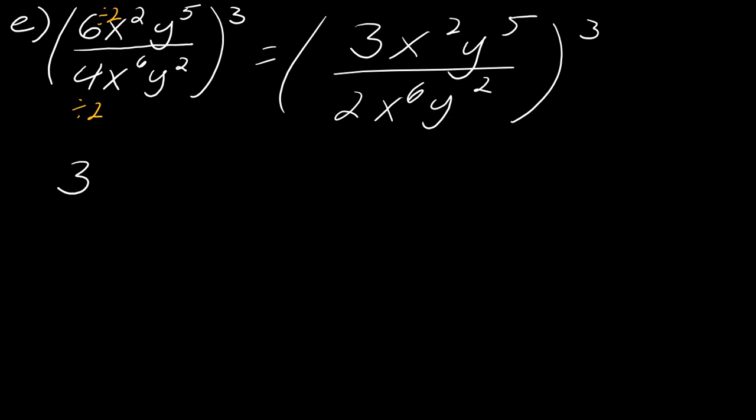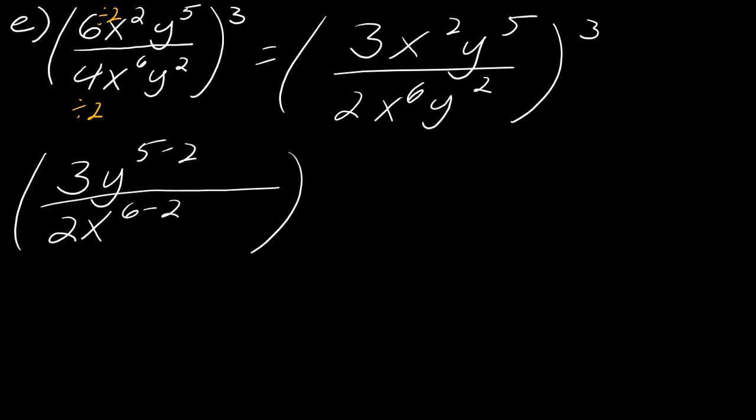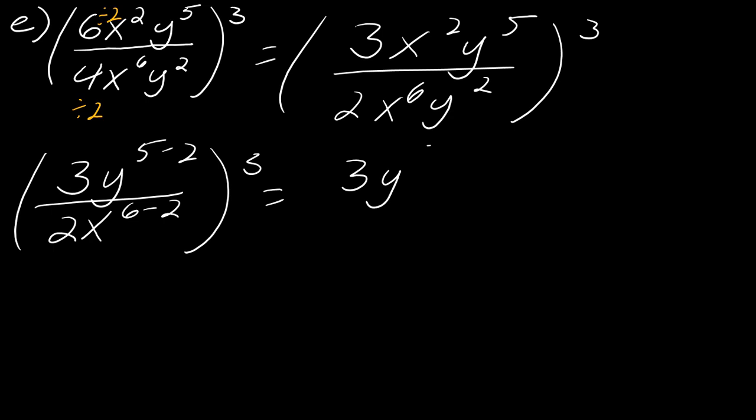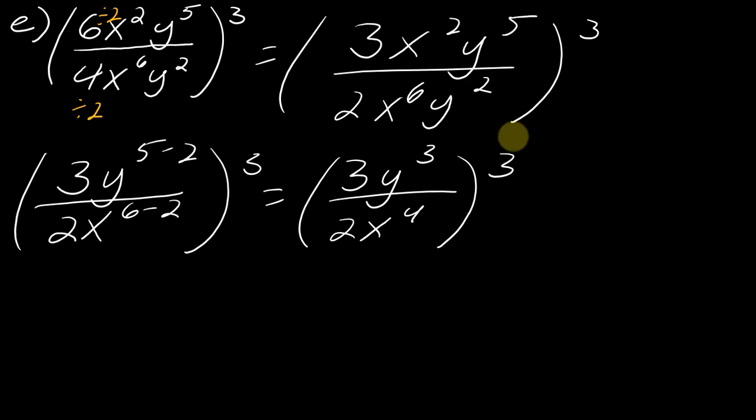Okay, so I notice there are more x's in the bottom, so I'm going to do the subtraction this way, versus there are more y's in the top, so I'm going to do the subtraction this way. And let's see, I'm actually going to make that a little shorter. Okay, so this is 3y cubed over 2x to the 4th. And now I have simplified the inside enough, and now I can go ahead and cube everything.